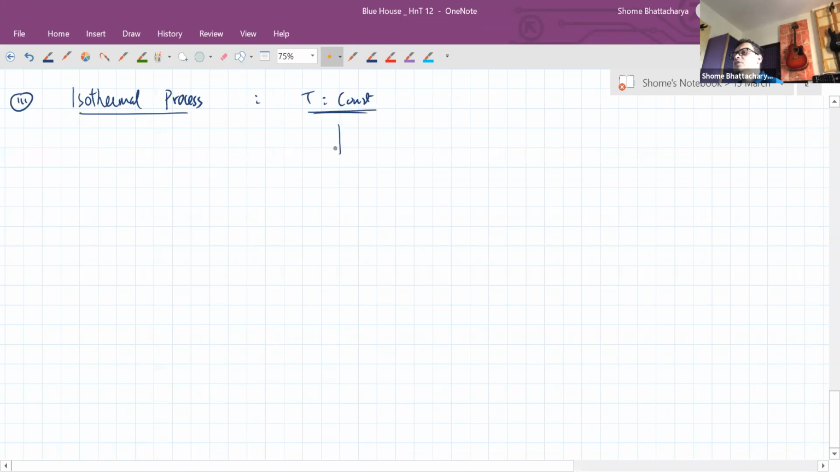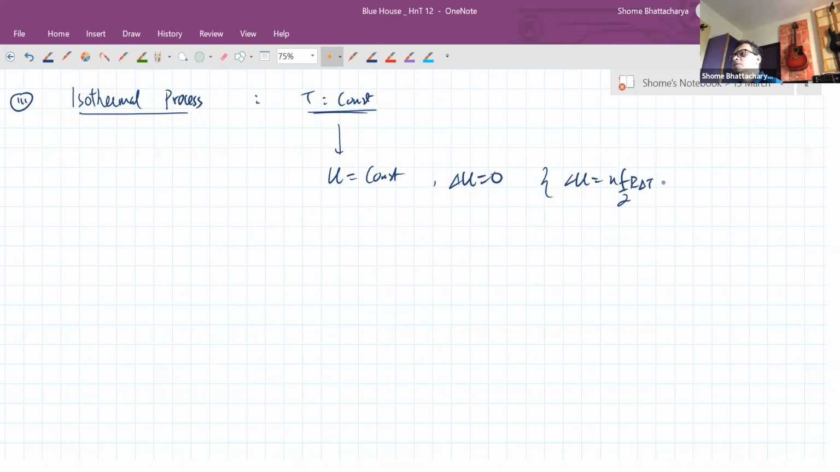So if temperature is constant, it means internal energy is constant, or delta U is zero, because delta U equal to nf by 2 R delta T will be zero, because there's no change in temperature. So basically we are not allowing the temperature of the gas to change. That means whatever heat is supplied to the gas is either converted into mechanical work, or we do work on the gas and extract heat from it.